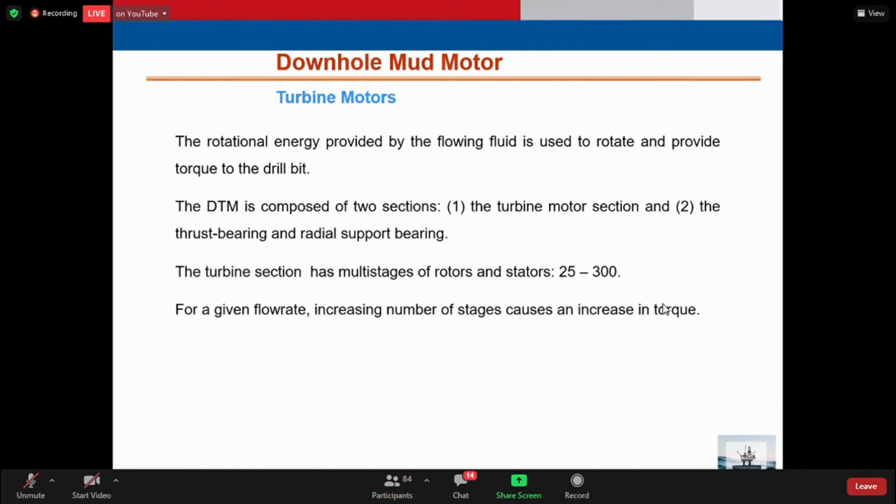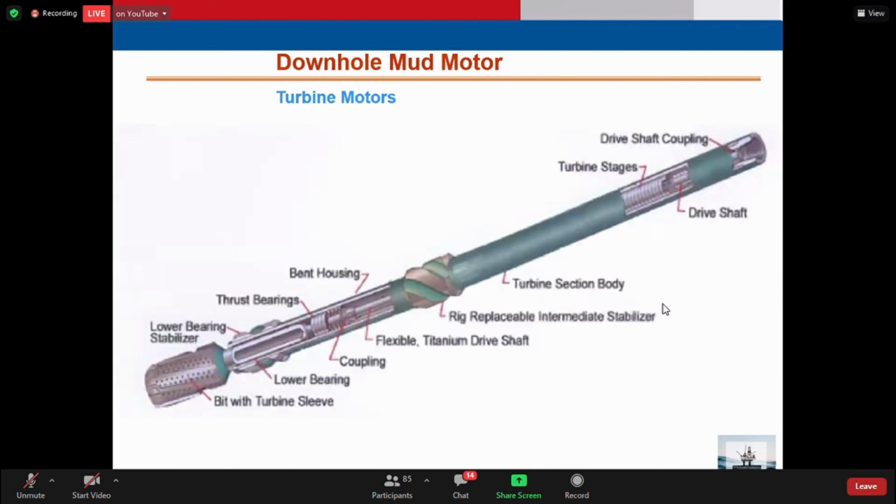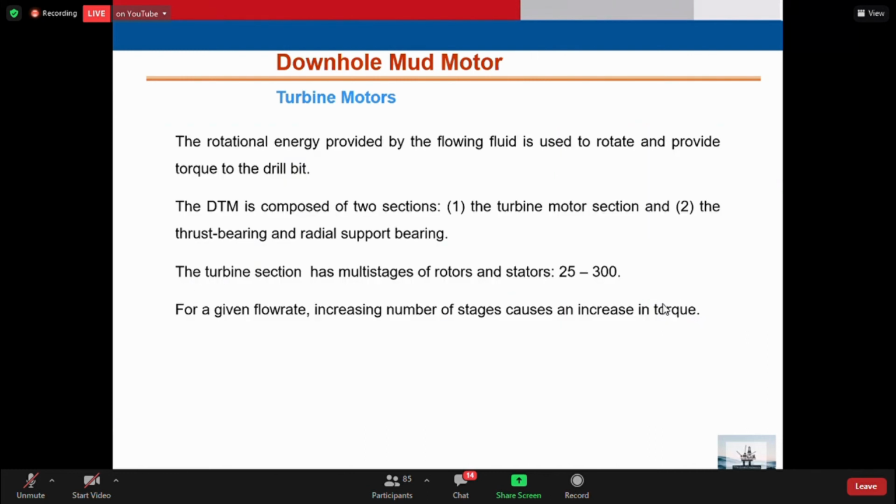It's composed of two sections: the turbine motor section, and the thrust bearing and radial support bearing section. The turbine motor section provides the power, while the bearing section provides the protection and allows drilling and resists all the radial and vertical load. The turbine section is multi-stage, composed of about 25 to 300 stages according to the required flow rate. As I increase the number of stages and stators, it will increase the torque.